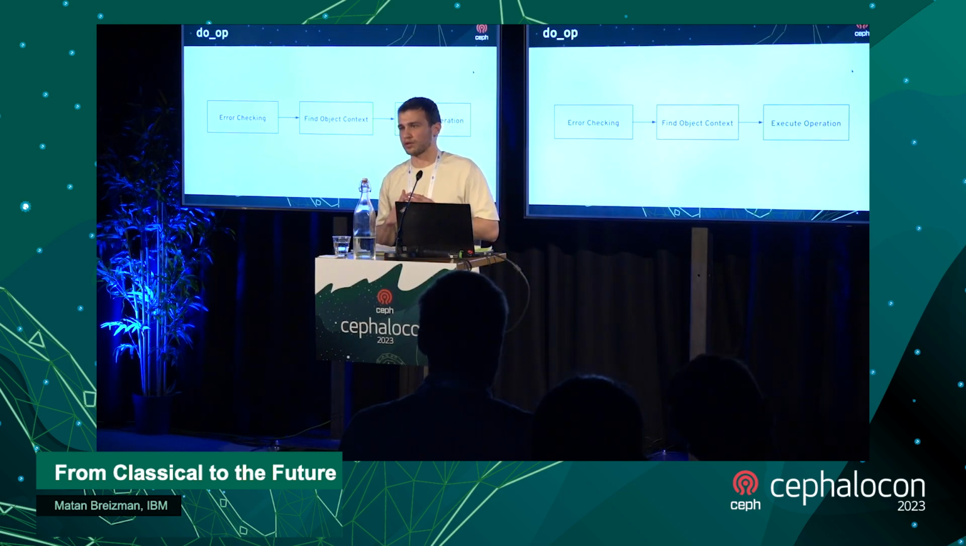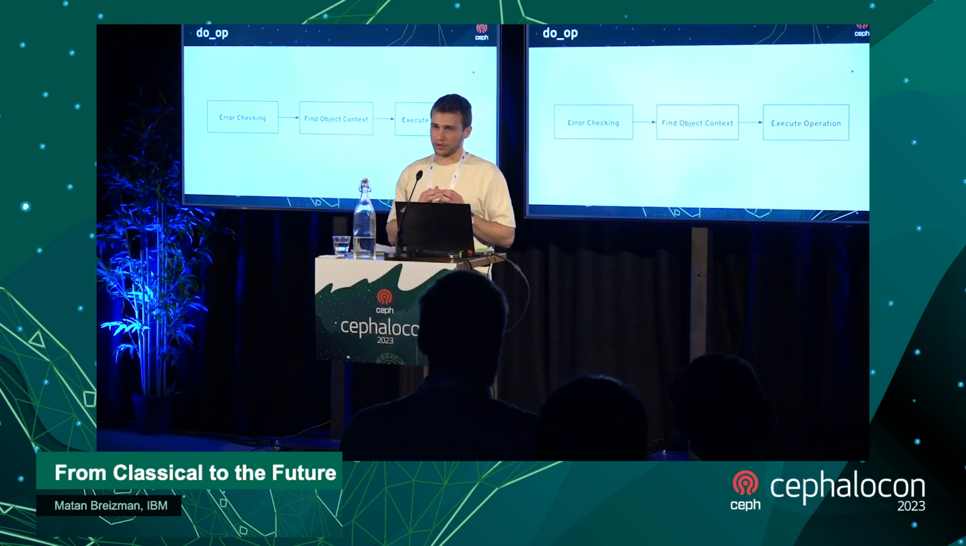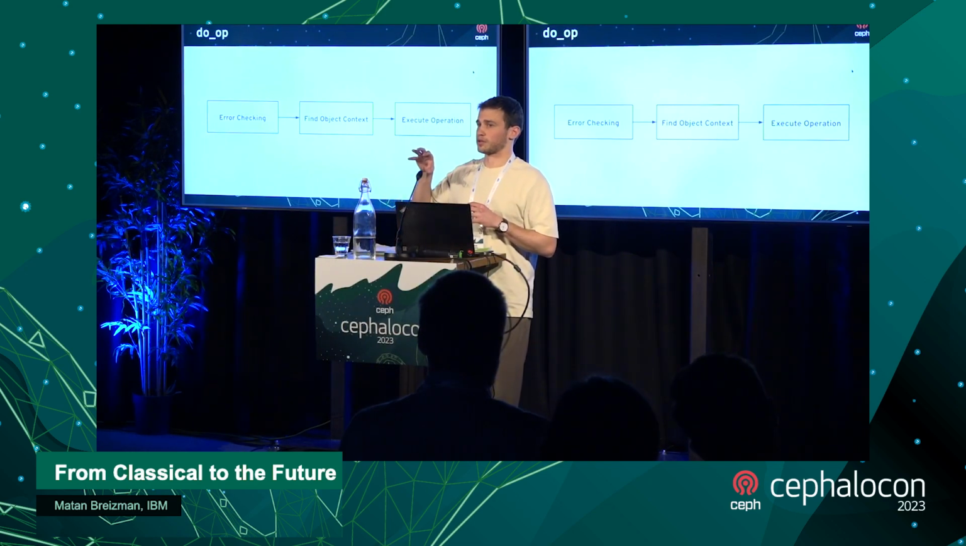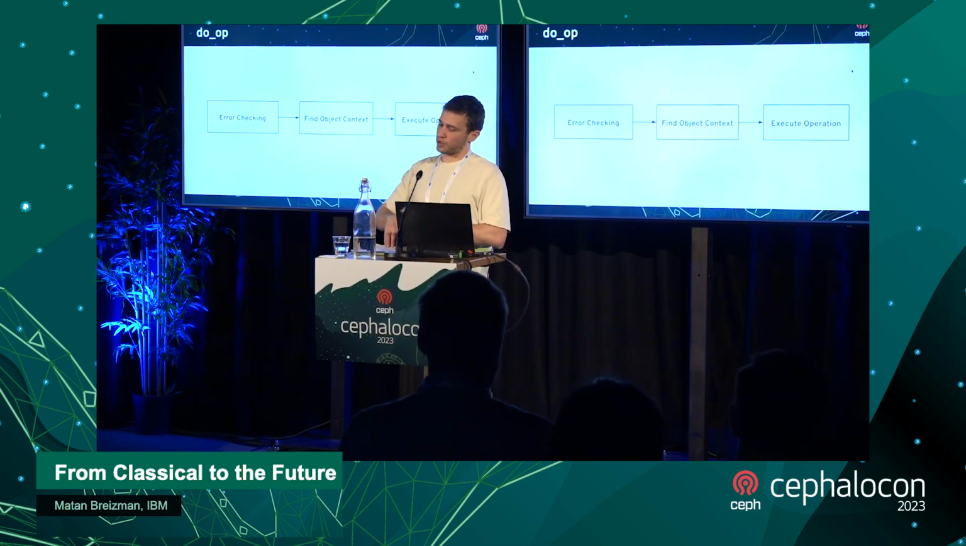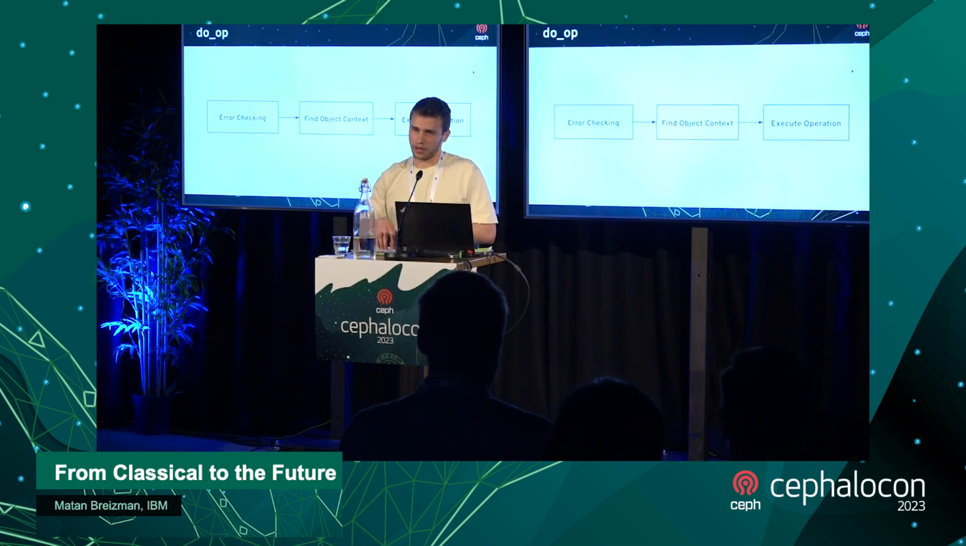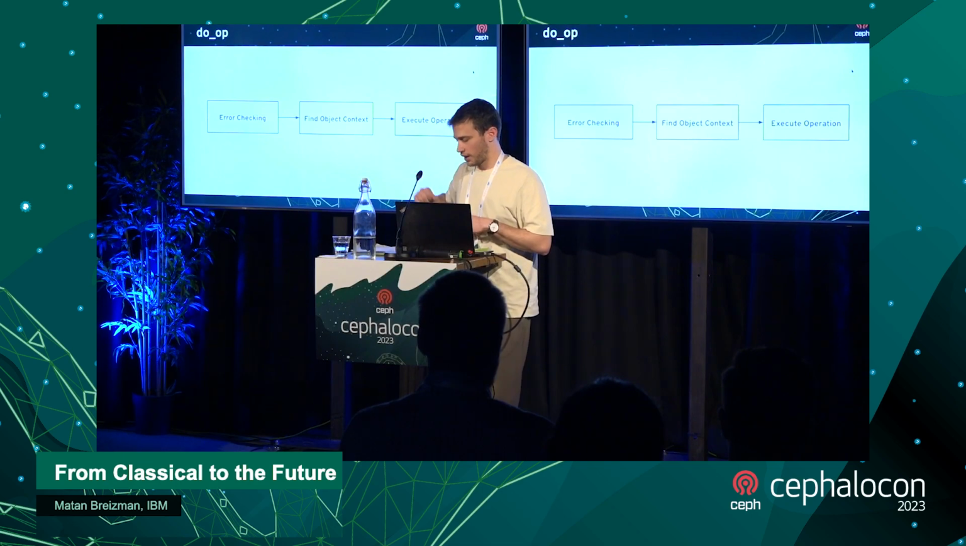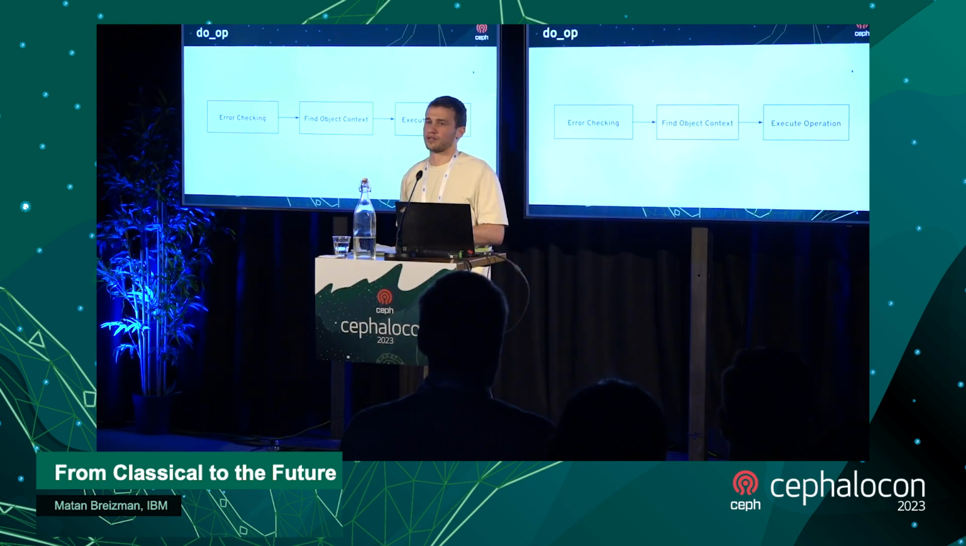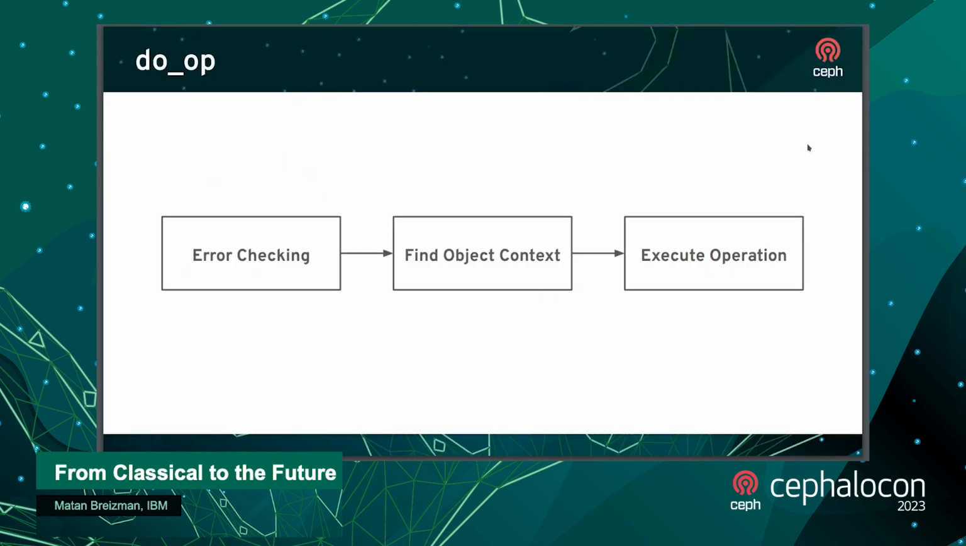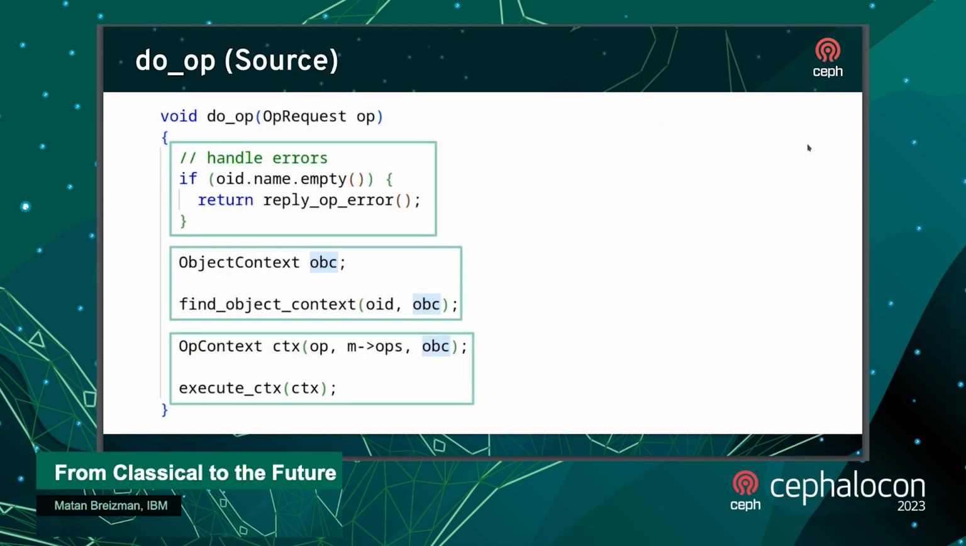After we have checked for errors, and we can continue, we find the object context. The object context will be responsible for our metadata. We will see it soon. And when we have it in hand, we can execute the operation and start actually handling and executing it. So again, the source code of doOp is of course a simplified version, but it will help us to see the difference in terms of asynchronous programming.